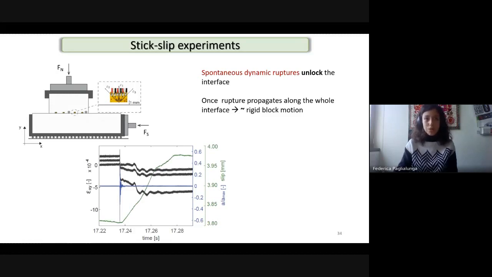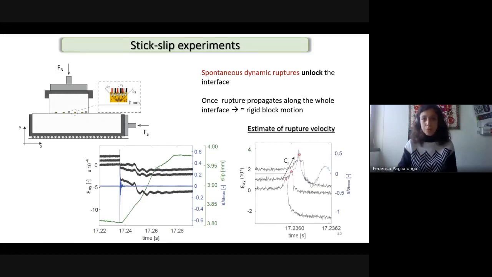So now if we have a closer look at the rupture propagation, we can see here that we clearly capture the passage of the rupture front. And this is the way in which we can have an estimate of the rupture velocity. By knowing the position of the strain gauges and estimating the arrival time of the rupture front, we can have an idea of the rupture velocity.